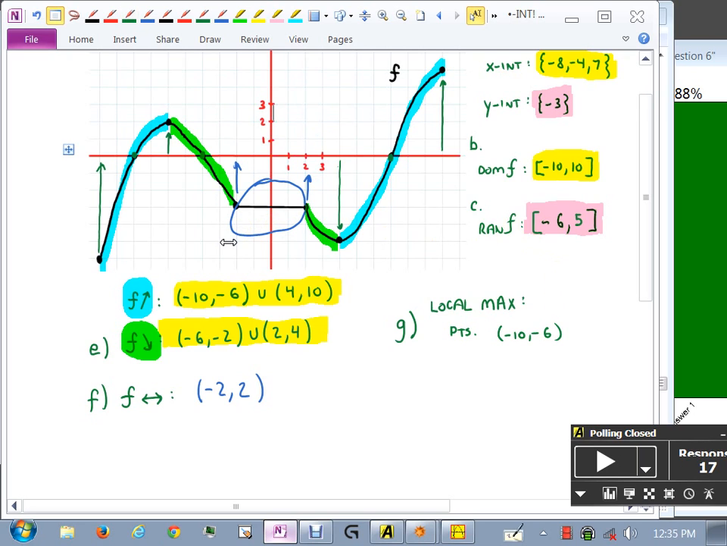Oh, wait. Hold on. Local max. Hold on. No. Positive 10. This is a local minimum. Yeah, local max. Positive 10, 5. 10, 5. That's this point up here. Do we have any other local maximums? Negative 6, positive 2.